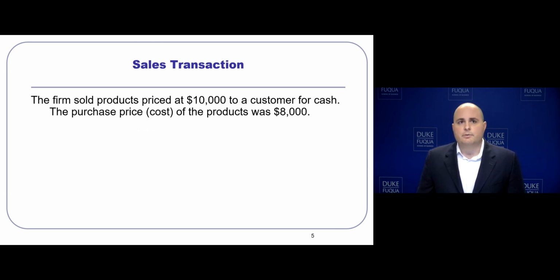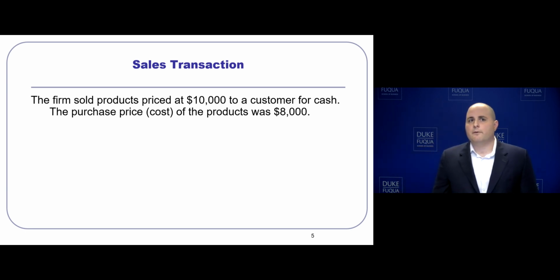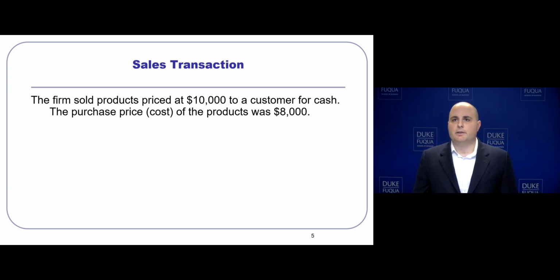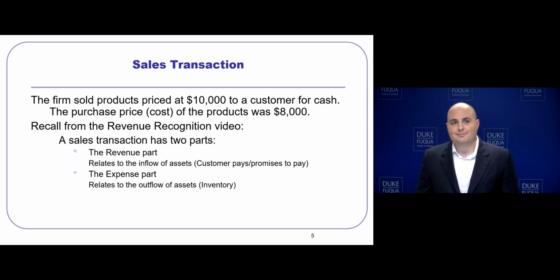Also, let's continue with this example using a sales transaction. The firm sold products priced at $10,000 to a customer for cash. The purchase price or the cost of that product was $8,000. You may be asking, where did we get that $8,000 number from? That's a subject for another video.